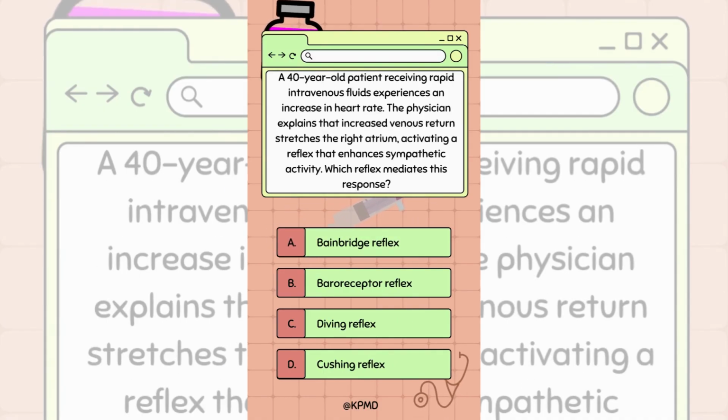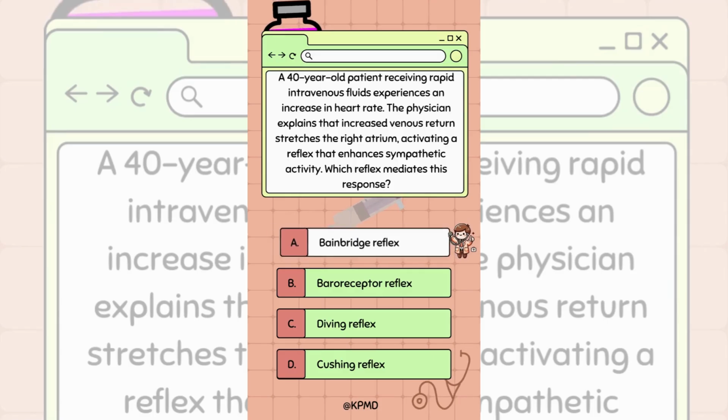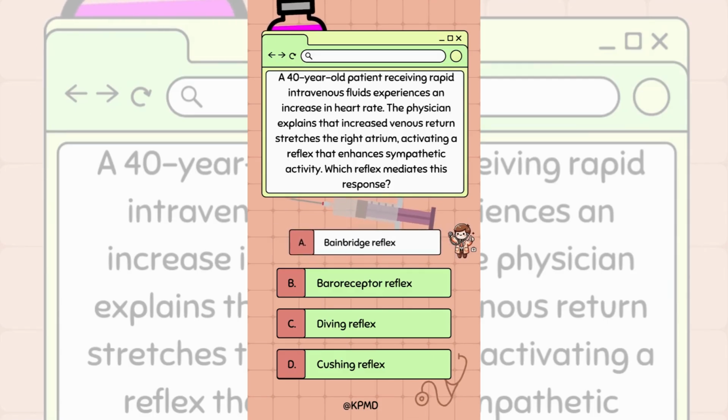A 40-year-old patient receiving rapid intravenous fluids experiences an increase in heart rate. The physician explains that increased venous return stretches the right atrium, activating a reflex that enhances sympathetic activity. Which reflex mediates this response? Correct answer is A, Bainbridge reflex.